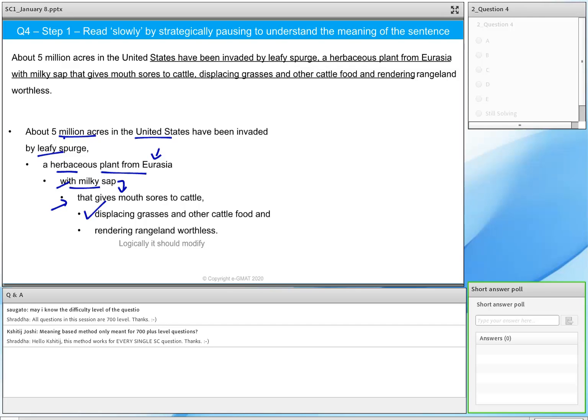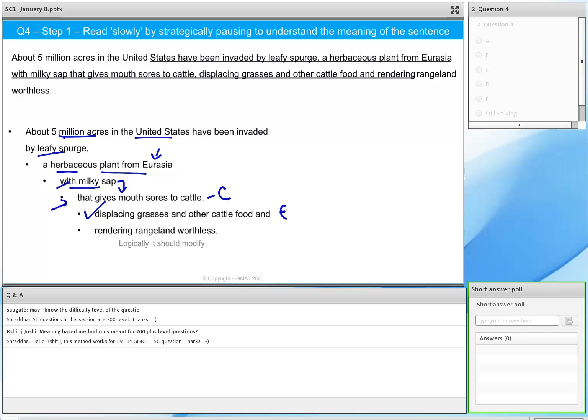Now comes the challenging part in the sentence. This part. Displacing grasses and other cattle food. Now, if you went through our free trial course before coming to this session, which is generally recommended, you must have read about this complex modifier called comma plus verb-ing modifier. That's how we identify it at e-GMAT. It's an action modifier. It modifies the preceding action. So, the way this part of the sentence is written, it presents cause and effect. What is the cause? The cause is milky sap gives mouth sores to cattle. And then the sentence is saying that this is the effect of that action. Because milky sap in leafy spurge gives mouth sores to cattle, it displaces grasses. Displaces means it replaces. It stops the growth of grasses and cattle food, and it starts growing by itself.